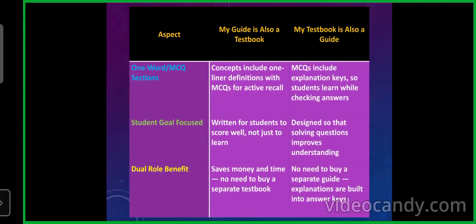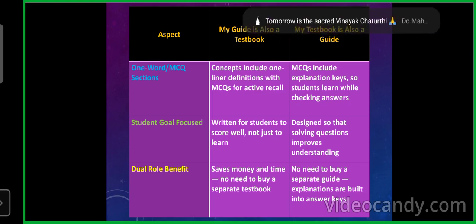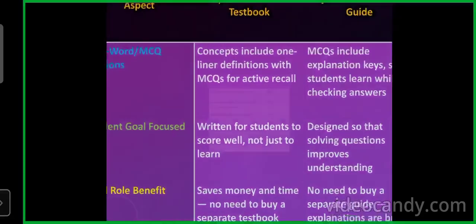Next, the one-word MCQ sections: concepts include a one-liner definition with MCQs and active recall. So that's the reason, explanation and checking the answers are goal-focused, helping students to score well. It is designed so that solving the questions improves understanding. So this dual role saves money and time, no need to buy a separate textbook. If a student wants, they can purchase one for reference. And as it's a guide, no need to buy a separate guide. Explanations are built into the answer key. That's it, totally depends on the students.